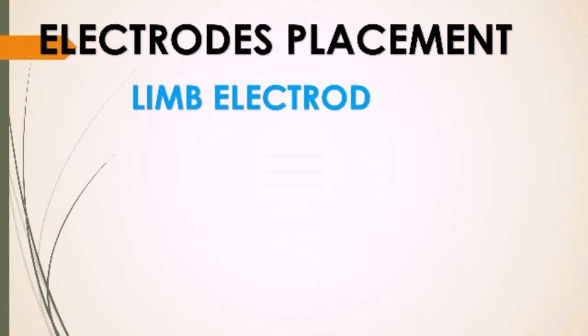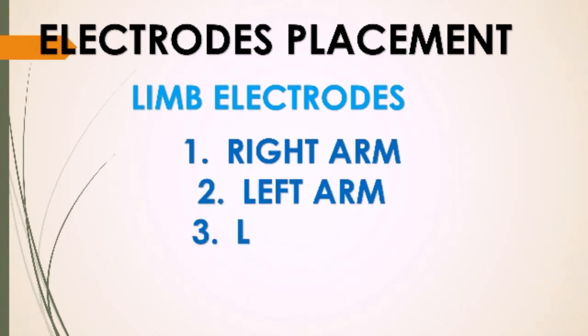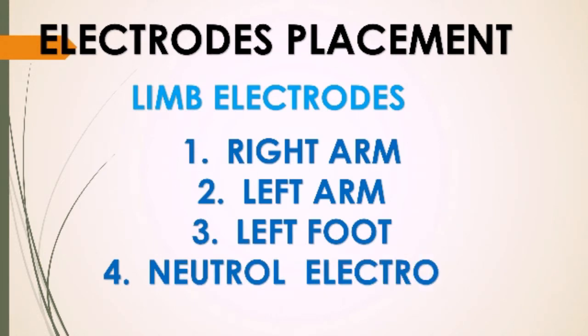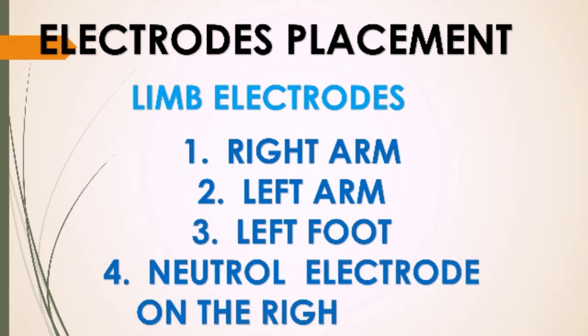Let's see where we place electrodes on the limbs, the limb electrodes. The first one, you place it on the right arm, then left arm, left foot, and then there is a neutral electrode placed on the right foot.